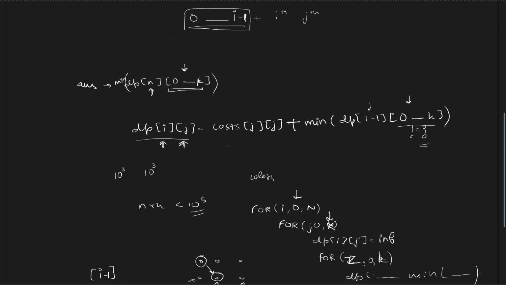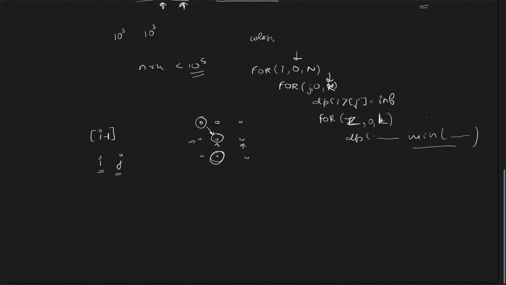Because we were taking dp of i j equals cost of i j plus the minimum of dp of i minus 1, and this can be any index, right? The color can be anyone. So you have to take either of these three values. Now, if this is the minimum, you cannot definitely take this. So let me write case 1, when the minimum is at the same index.